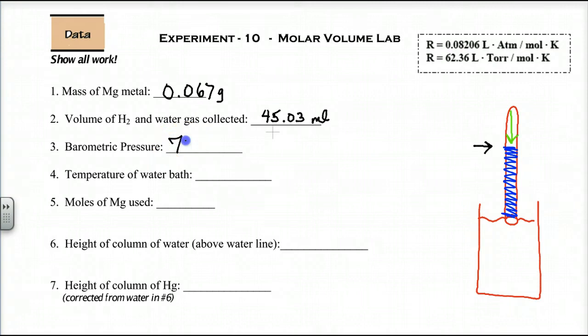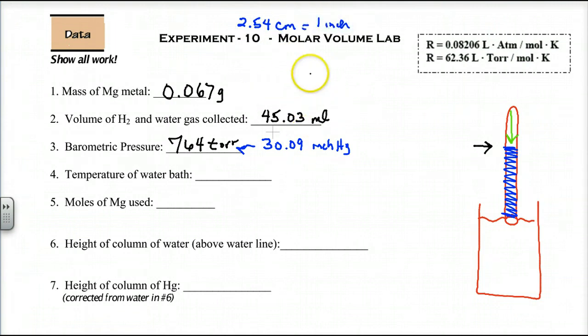Okay, barometric pressure today was 764. I'll just keep it at that, and I'll keep that in torr, which is millimeters of mercury. Notice in class, what did I give you? I gave you, I believe, 30.09 inches of mercury, and you had to convert that. Of course you should know that 2.54 centimeters is equivalent to 1 inch. So you should be able to convert that to centimeters or directly into millimeters. If it's millimeters, it's 25.4 millimeters equal to 1 inch, and you should be able to convert that.